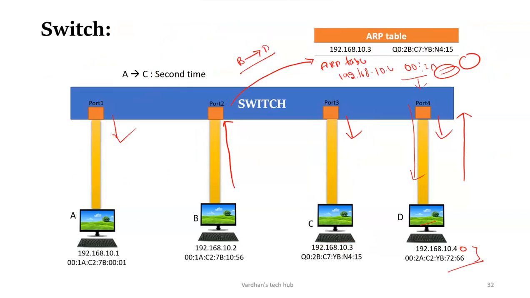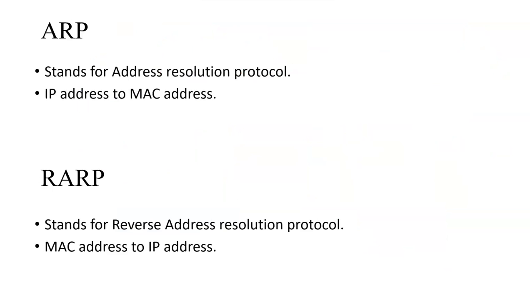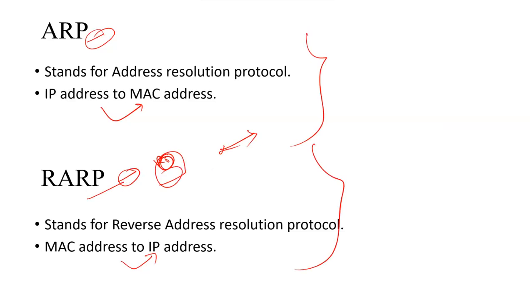So let's go further. ARP stands for Address Resolution Protocol, and it consists of the information about IP address to MAC address. And we have one more thing called reverse ARP. Reverse ARP means MAC address to IP address. This will help in the case of routers, while sending traffic from one network to another network, where we need to have this information available. We'll discuss that later. But what is ARP and what is reverse ARP, right?